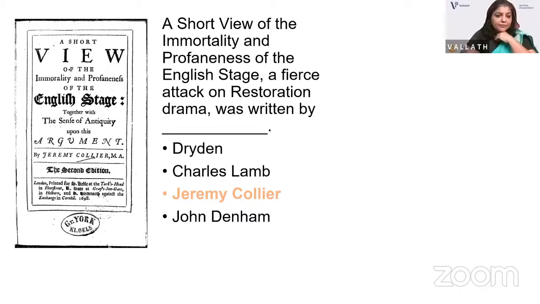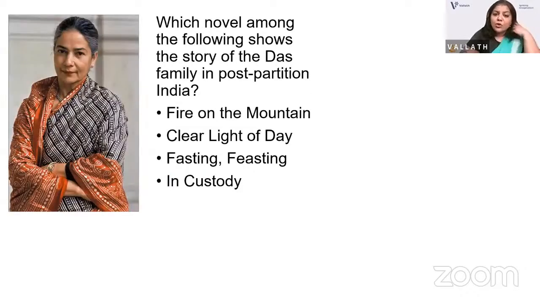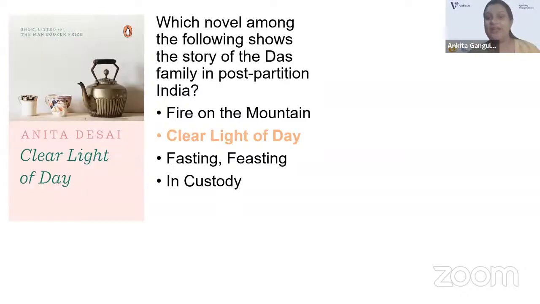Very good. Next question. Which novel among the following shows the story of the Das family in post-partition India? They are in Delhi. Not all of them. One of them is in Delhi, Bimla. And she has with her an autistic brother, Baba. Her one brother, Raja, is in Hyderabad. Another sister, Tara, has just come visiting. Which is this novel? Is it Fire on the Mountain, Clear Light of Day, Fasting, Feasting, or In Custody? Okay. So this novel is Clear Light of Day by Anita Desai. And it is set in Old Delhi. Shortlisted for the Booker Prize.